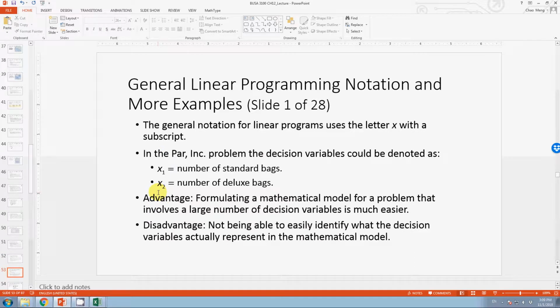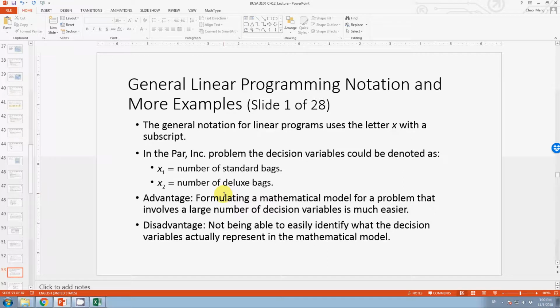The next one will be some general cases. So far, in the previous two examples, we used A, B, S, and D to define the decision variables. For general purposes, we use variable X to denote the decision variables. So instead of S, let's use X1 to denote the first decision variable, number of standard bags, and X2 to denote the number of deluxe bags.